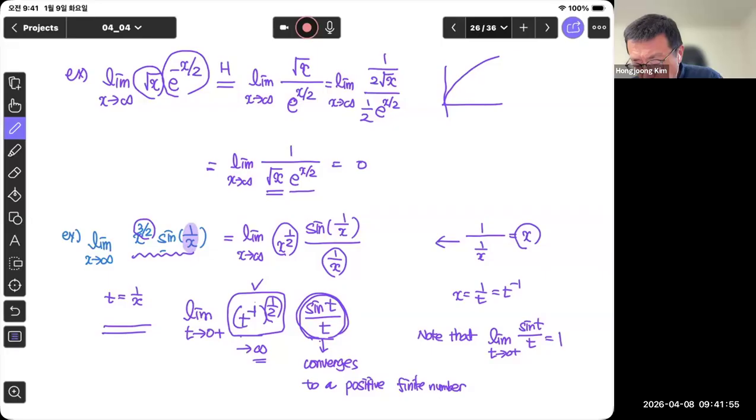Okay? And the other term, t to the -1/2, will diverge to infinity. So this product will be approaching infinity. Even though this is a product of two functions, you need to be careful. When you have a product of two functions, one diverges to infinity, while the other is approaching a constant value, not 0, but a positive finite value, the limit is just infinity.